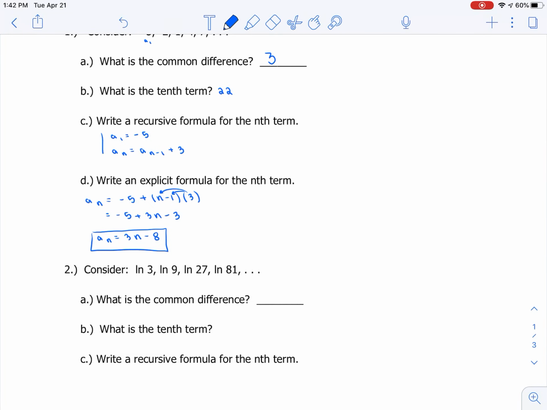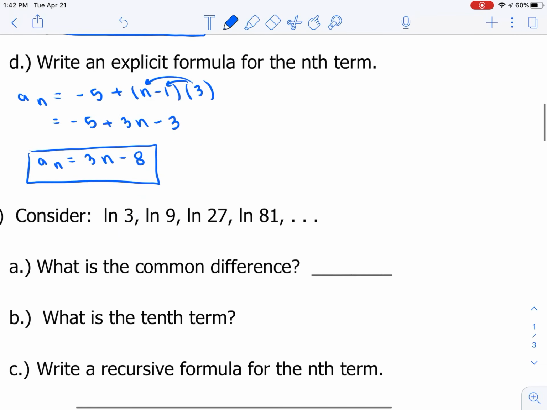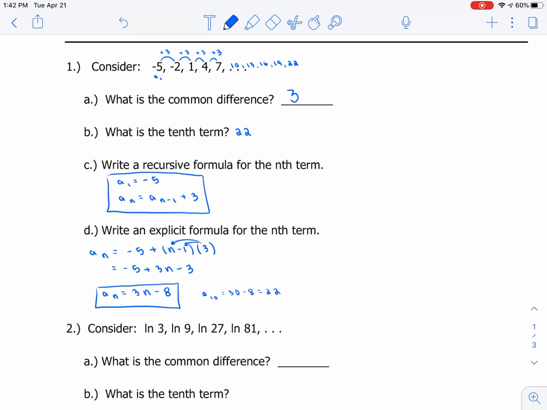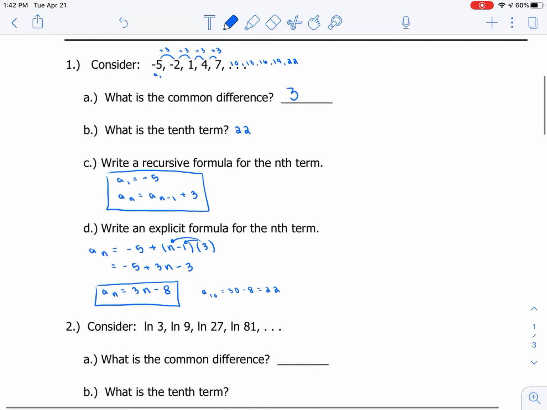Now, going back to question part B, if you wanted to test to see if our rule was correct, notice if you wanted to find the 10th term, you would sub in a 10 to this rule, and note that if I found a sub 10, I would get 30 minus 8, which equals 22, and that's exactly what we got in part B. So it's a great way to confirm what we found. So that is how you go about answering these questions.